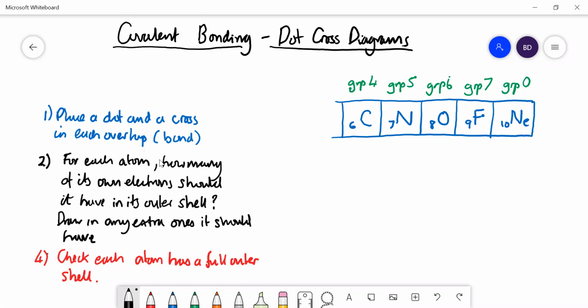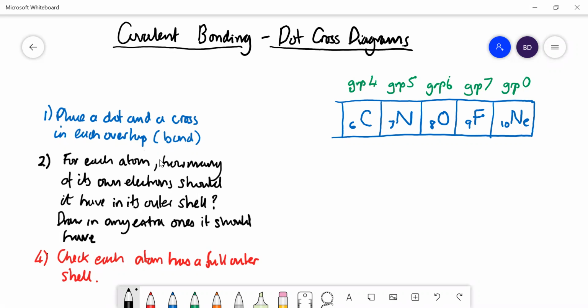In this video, we're going to show how we can show covalent bonding with dot cross diagrams, and by doing that we can work out the formula of compounds and predict the formula of compounds. It's a very useful tool. Okay, so we're going to look at the dot cross diagrams of the following molecules.